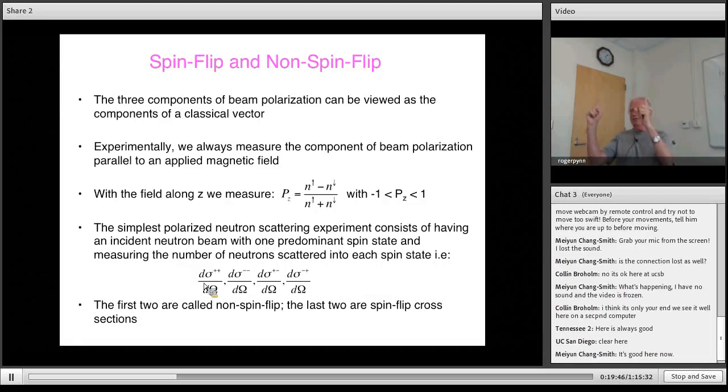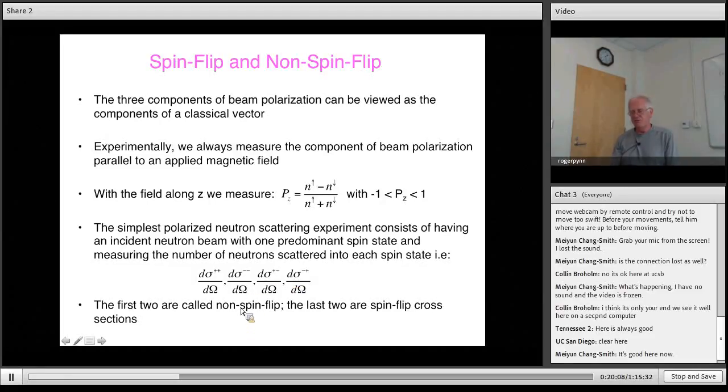The second term is going to be down to down. The third term is going to be up to down, and the fourth one is going to be down to up. That's a complete set of terms, and we'll come back to seeing why they might well be different.